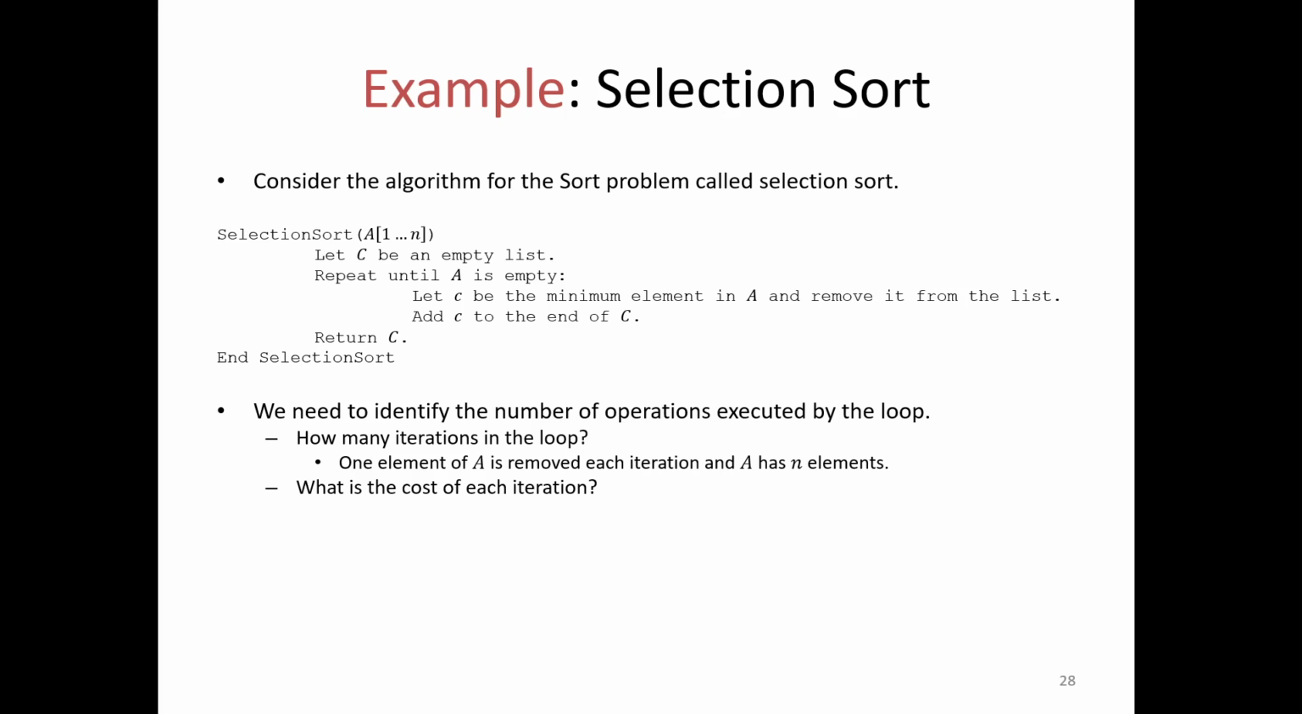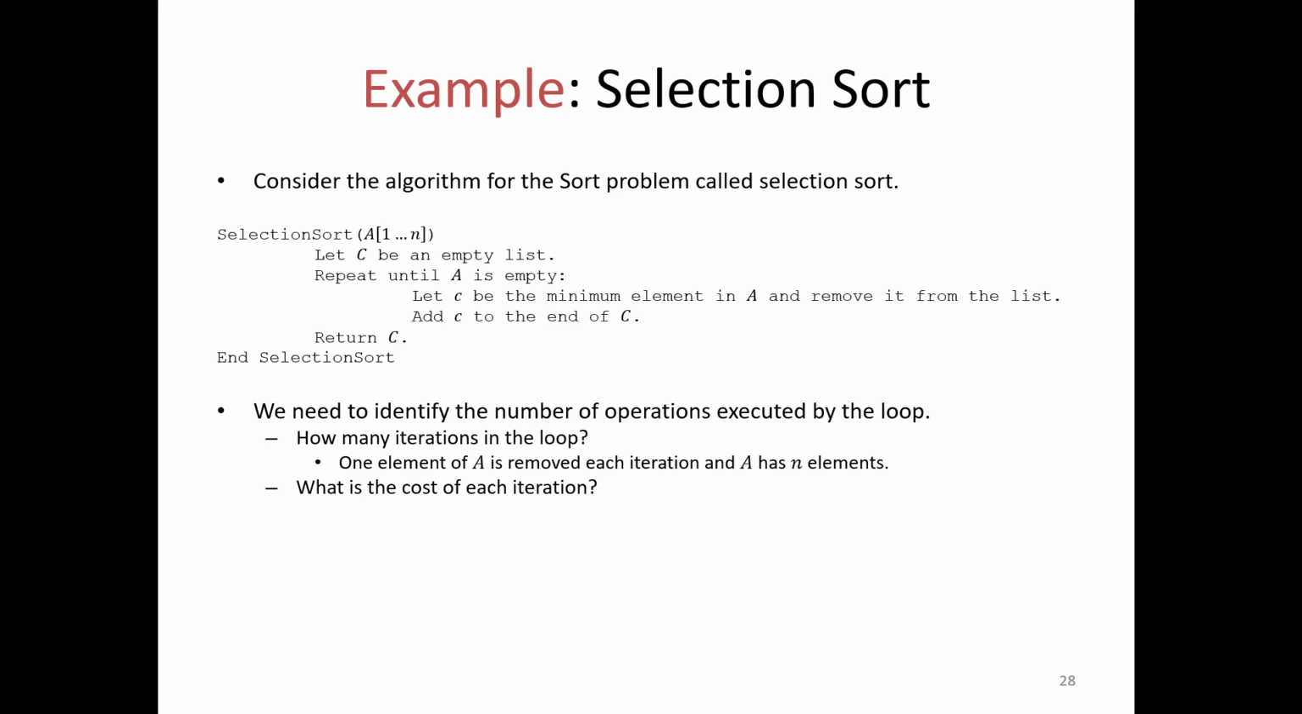And we might think of those as two operations being carried out separately, but more likely it's better to think that we're doing that all at once. We're going to find it and remove it all at once. So we're thinking to ourselves, what is the cost of that? So again, here we're saying, what is the cost of each iteration? Beyond the cost of finding and removing the minimum element, we still have a couple other things going on here. We check to see if A is empty. We add the element to the end of our other list C.